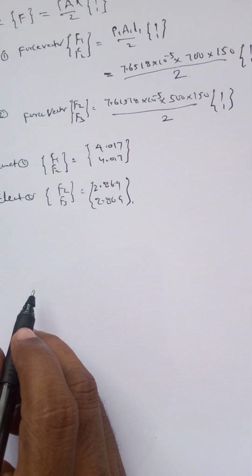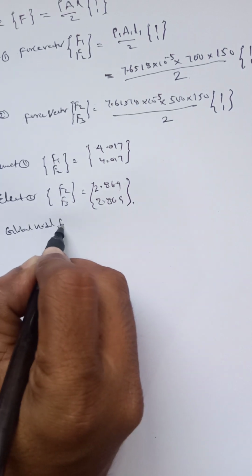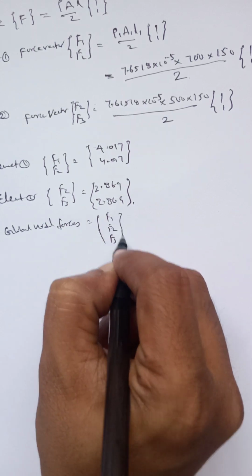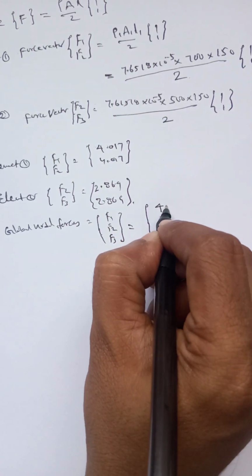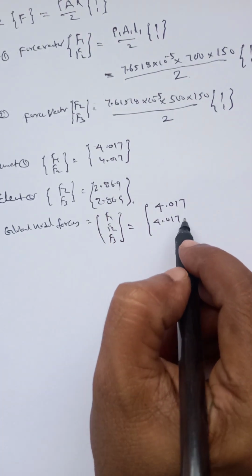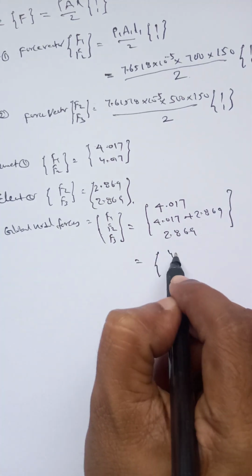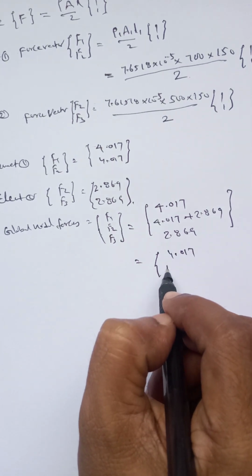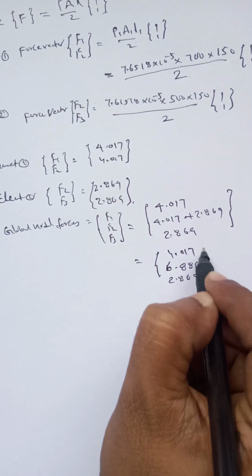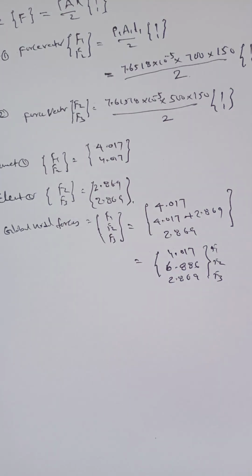Now the global nodal forces F1, F2, F3. The first element gives 4.017, 4.017. Similarly for F2, F3, the other element nodal force is 2.869, 2.869. Now the total global nodal forces are 4.017, 6.886, 2.869. This is for the nodal body forces only.